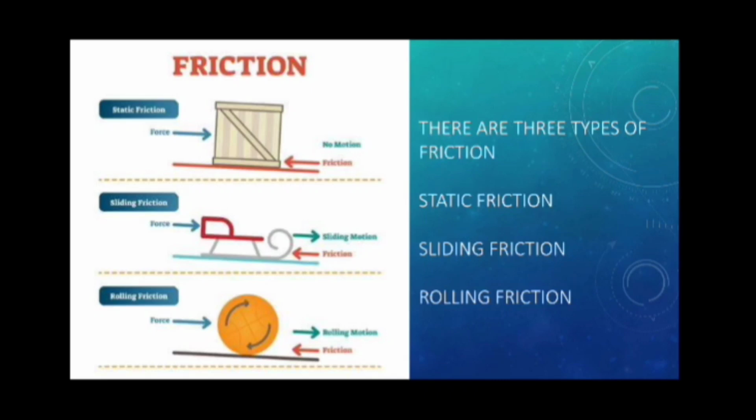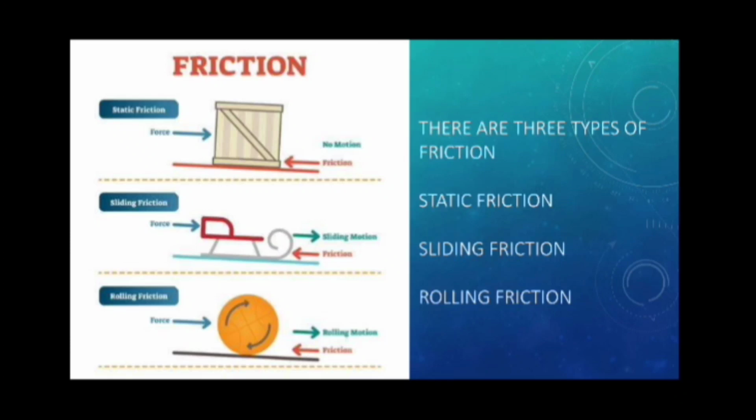When an object has already started moving, that is sliding, the irregularities present on the surface do not get enough time to lock into the irregularities present on the surface of the other object completely. Since the interlocking of the two surfaces is less when an object has already started moving, the sliding friction is smaller than the static friction.